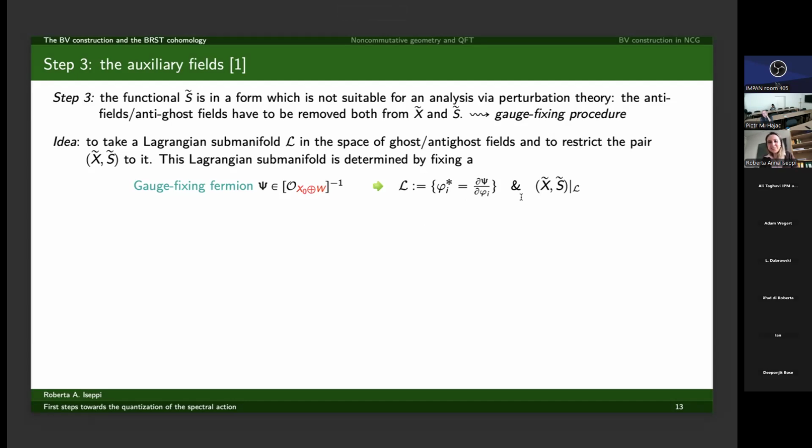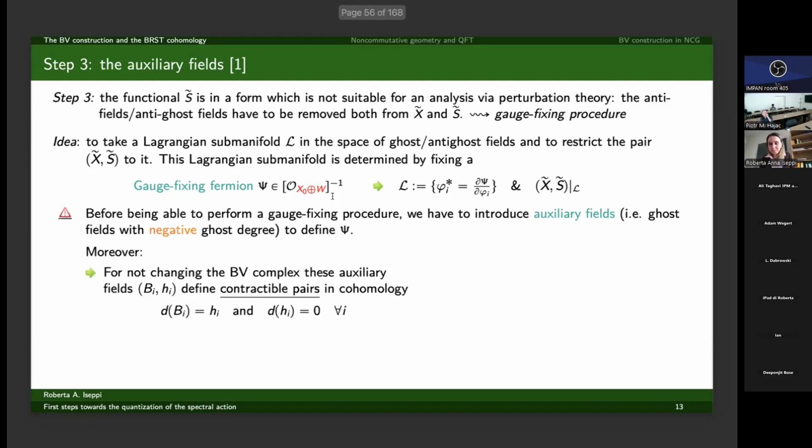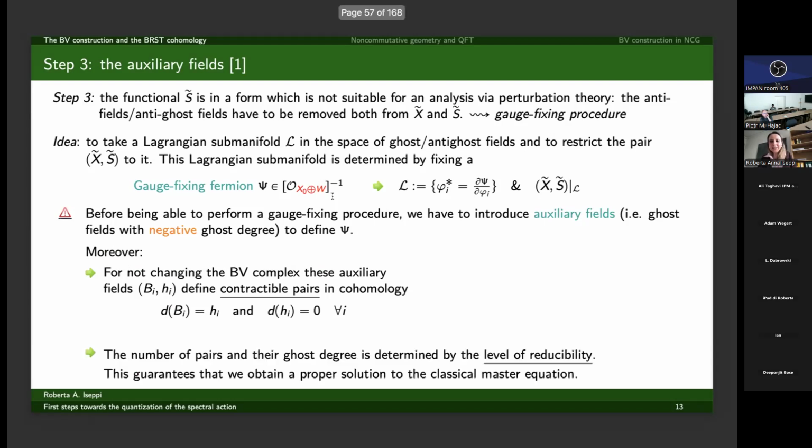And the technical detail is here because you might not have noticed: I'm asking for something that only depends on the ghost. But for now, the ghosts are only in positive degree. So this intermediate step requires us to enlarge the space even further, with auxiliary fields. And that has to be done properly, so we don't want to change the cohomology. This is done by introducing contractible pairs in cohomology. And the number of them depends on how many ghosts and what was the highest degree of the ghosts that we introduced.